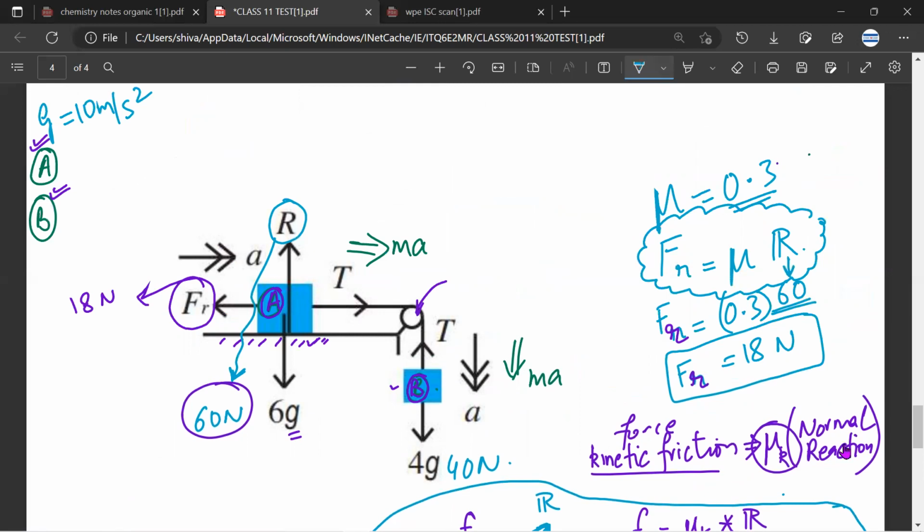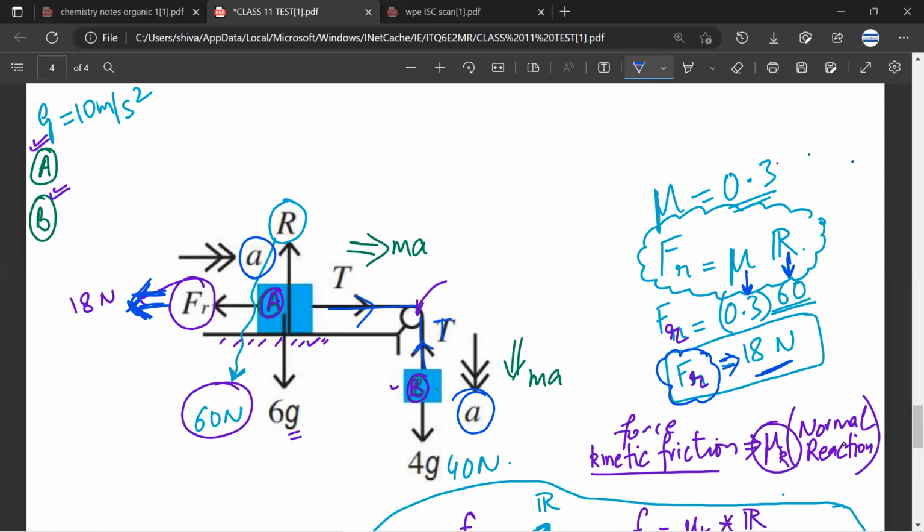Yeah. So that is why I have written this 60 Newton. This mu is 0.3, and this force of friction, which will be opposing the motion, would be 18 Newton. This would be acting in the left direction. Are we clear till here? Yeah. Now what we need to understand is that the acceleration of both the bodies would be the same. The tension in the string in both the cases would be the same. Am I making sense?